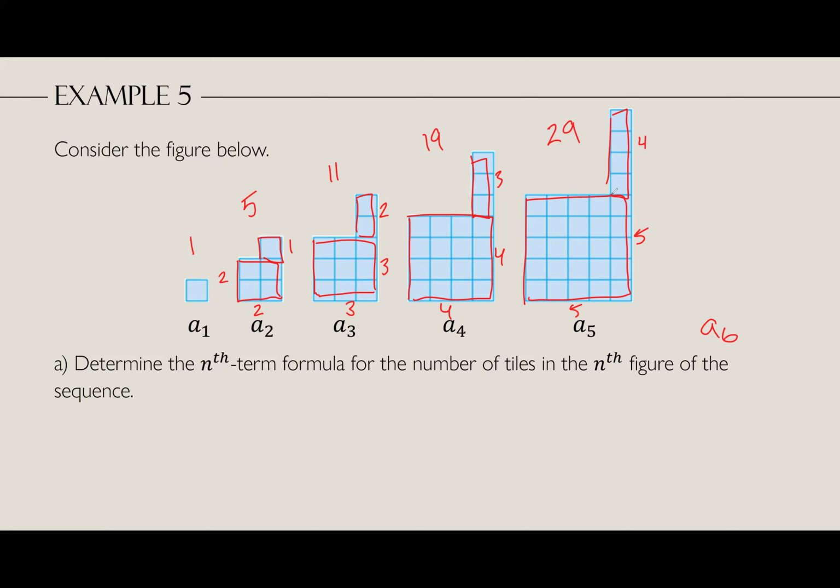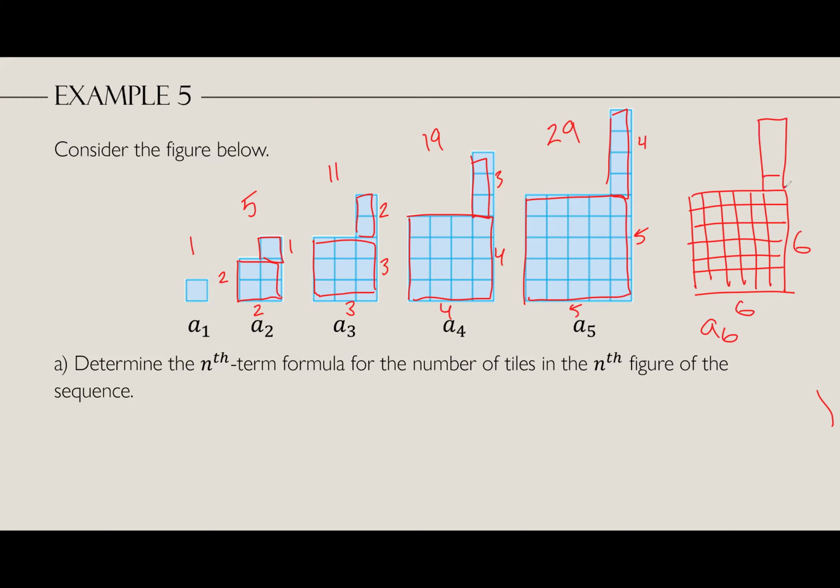For A6, you may be guessing that I'm going to end up with a 6 by 6 box. Let's see if I can draw this nicely. 2, 3, 4, 5, 6. 2, 3, 4, 5, 6. So a 6 by 6 box. Oops, let me rewrite that. And then an additional 2, 3, 4, 5, 5 up above. So it looks like I sort of have this pattern here. So how do I write this as an nth term formula?